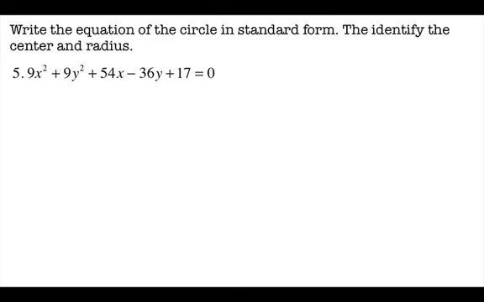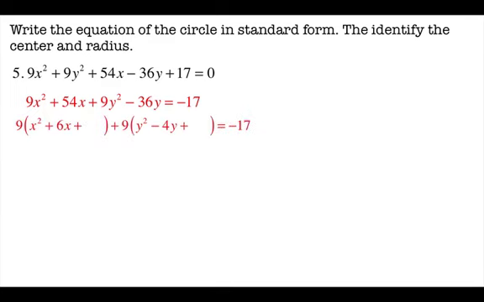Same directions as the previous slide. Looks a little bit more different. Follow along. I rewrite the variables right next to each other, x's and y's. Then I pull a 9 out of these 2 terms, and this is what I get. I pull a 9 out of these 2 terms and I get this. Then I am going to complete the square again.